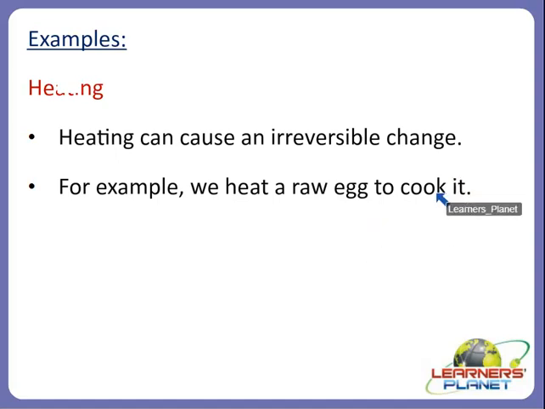If we are cooking it, it will form into some other thing, like an omelette. So we cannot get back the raw egg from an omelette. Is it possible? No. So this is a type of irreversible change, right? The cooked egg cannot be changed back to a raw egg again. So this is one such example.